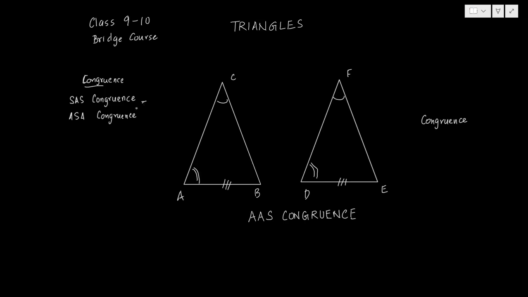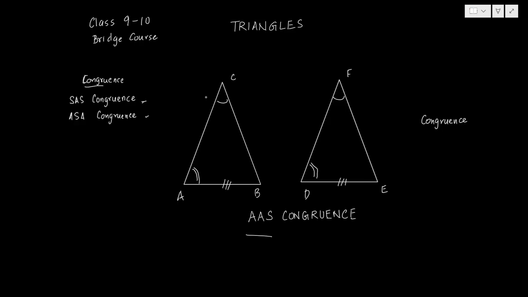What it means is if you have two sides that are equal and the angle between them equal, the triangles are congruent. You don't have to measure all the angles and all the sides. Similarly, if you have two angles equal and the side between them equal, the triangles are congruent. You don't have to check all the angles and all the sides. Similarly, now we're going to see what is called AAS congruence.